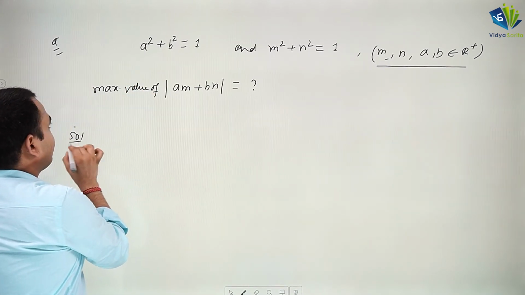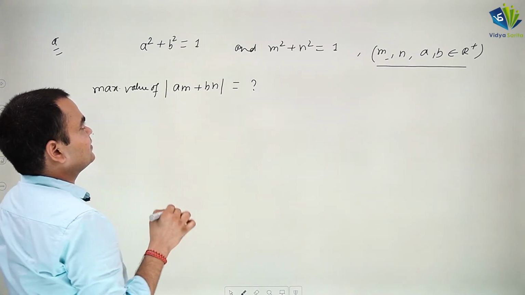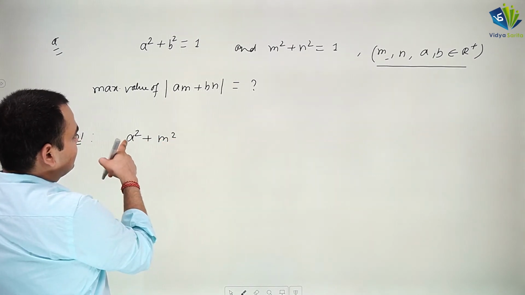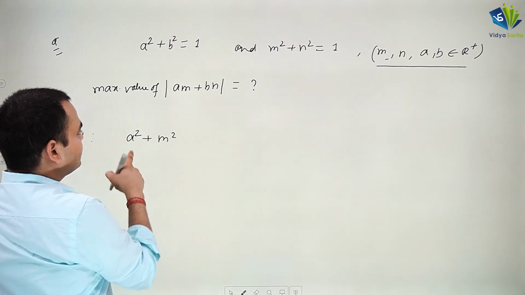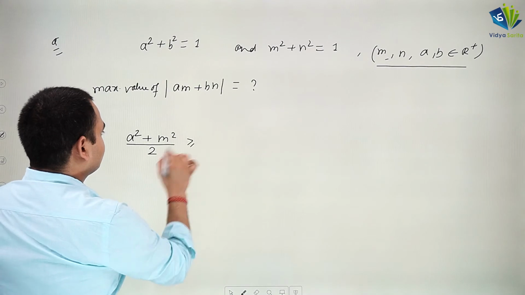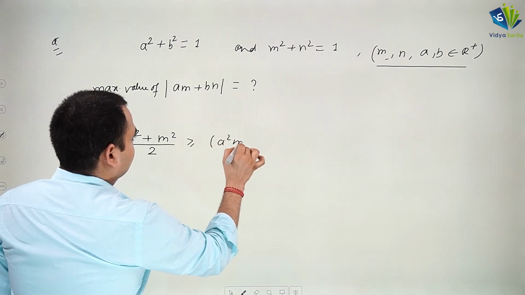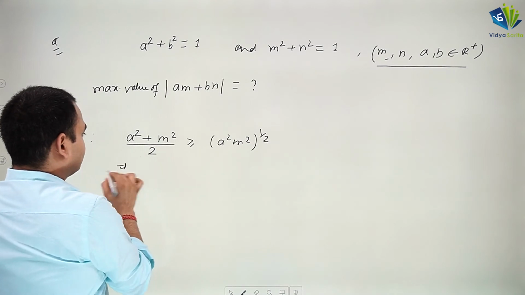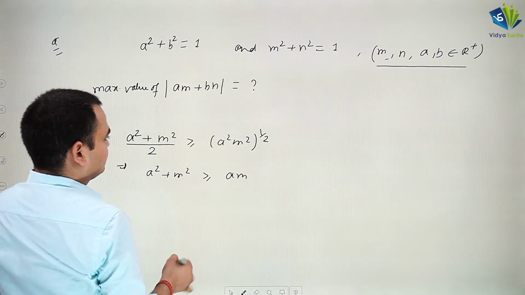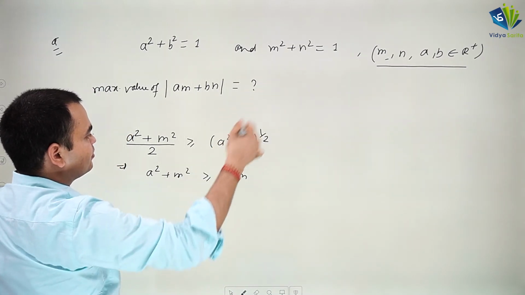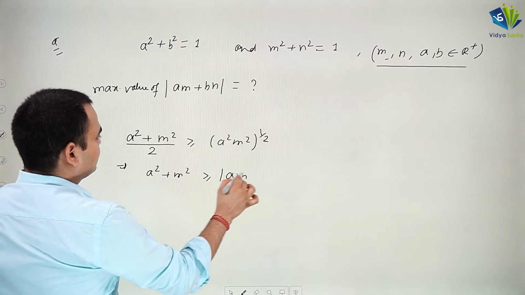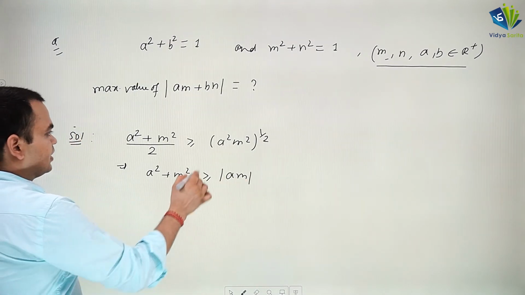See, we need am and bn. What I will do, if you see here a square plus m square, if we apply AM greater than or equal to GM on these two quantities, you are going to get (a square m square) to the power 1 by 2. So from here you will get a square plus m square greater than or equal to am. Here mod will come, but we know that a and m are all positive, that is why simply I am writing here am. If you want you can write mod also, not a problem. And here this is 2.